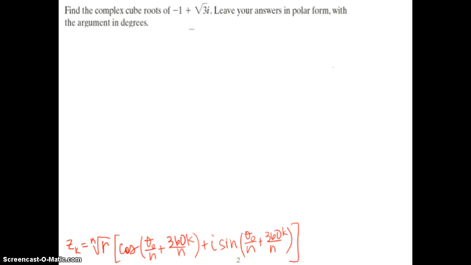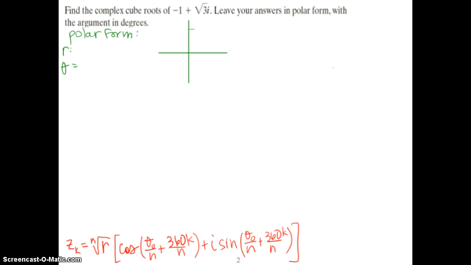So the first thing we need to do to be able to use this formula, if you look at this formula down here, you'll see that we need the number in polar form, not rectangular form, which is the form that was given to us. So first we need to convert to polar form. To convert to polar form, we need to find r and theta. So to find r and theta, let's go ahead and graph our angle.